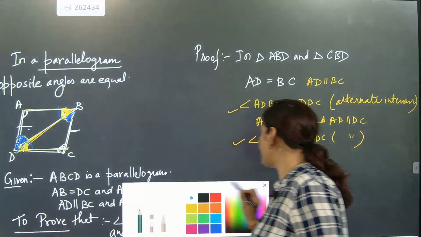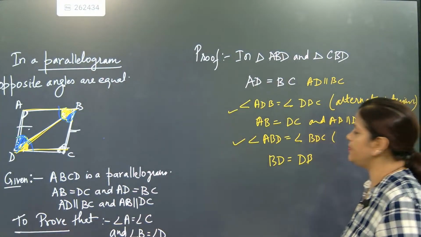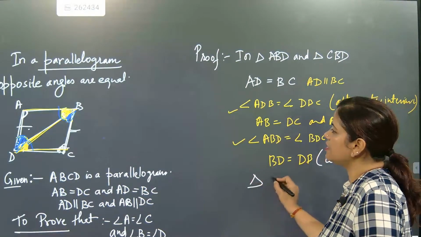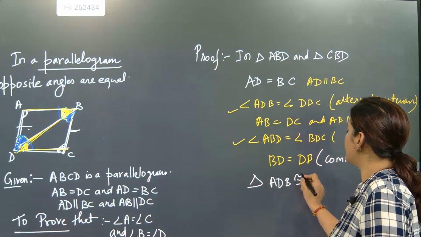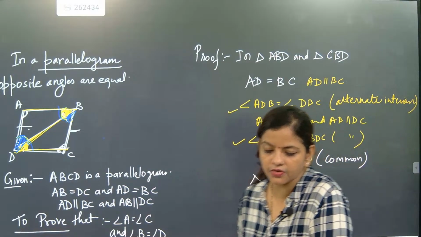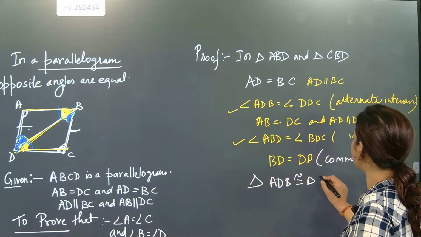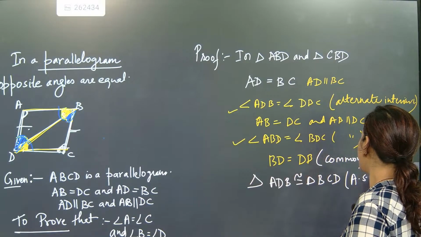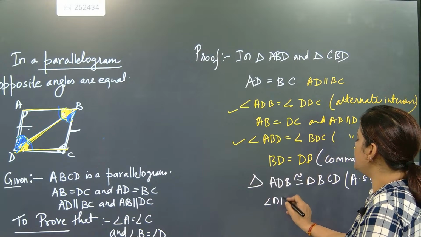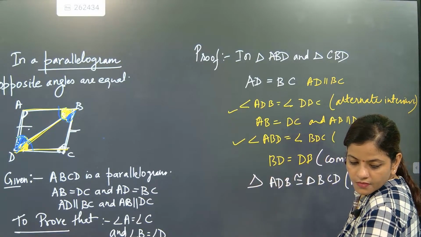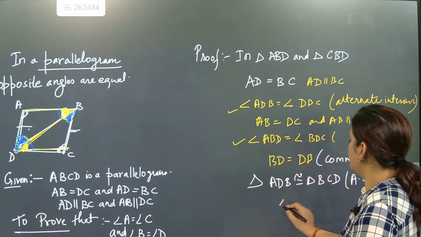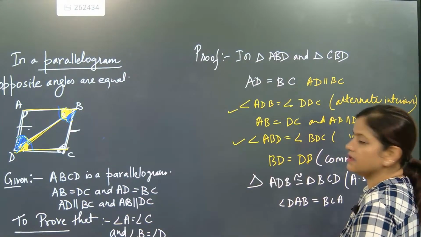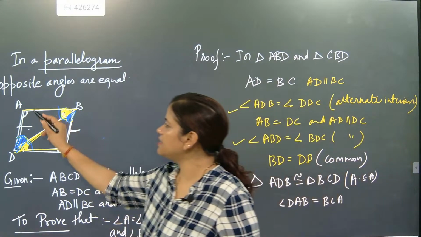So now after this what we are going to do? So BD is equal to DB, therefore that is common. So triangle ABD is congruent to triangle CBD by what, beta? Angle side angle, by CPCT. This angle DAB is equal to angle BCD. Correct na? DAB, this angle is coming by CPCT.